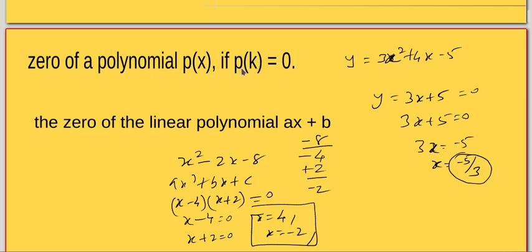We need to find the value such that, here p of minus 5 by 3 equal to 0. Okay. So for this polynomial, minus 5 by 3 is the zero of this polynomial. For this quadratic polynomial, p of 4 becomes 0. Same way, p of minus 2 also equal to 0. 4 and minus 2 are the zeros of this quadratic polynomial.